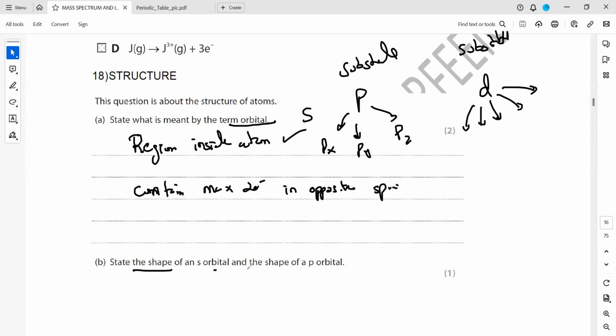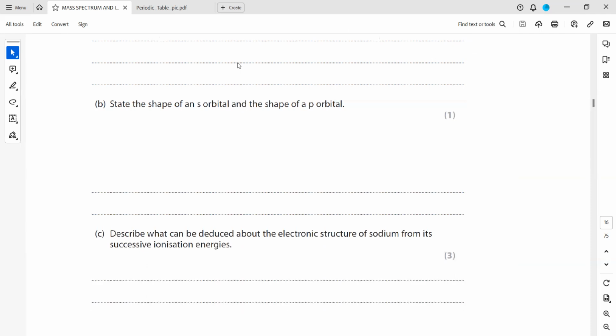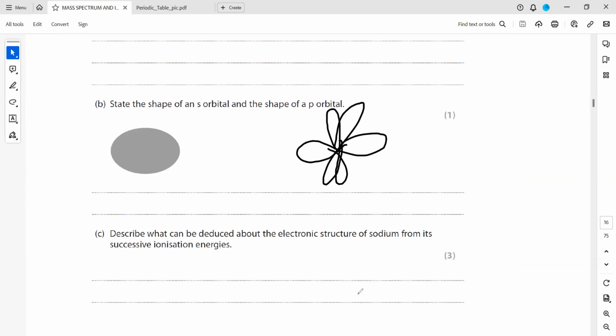Then state the shape of S and P orbital. What is the shape of S orbital? S orbital is spherical, whereas P orbital is dumbbell shaped in 3 dimensions, px, py, pz. So how are the marks distributed? You will mention S is spherical, whereas P is dumbbell shaped.